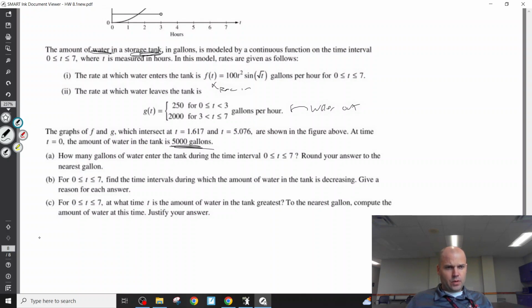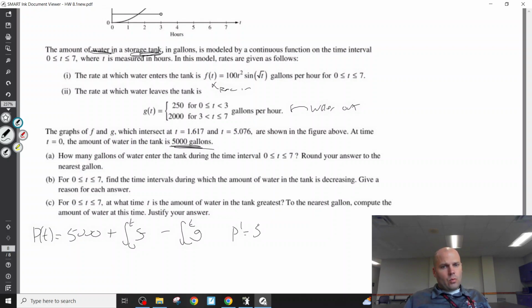Let's write our formulas. X, V, and A. F, F prime, F double prime. P, P prime, P double prime. P will be my 5,000 gallons to start plus my total in minus my total out. P prime will be my rate in minus my rate out. P prime will be different depending on the interval. From 0 to 3, I would have to graph F minus 250. From 3 to 7, I'm going to have to graph F minus 2000.